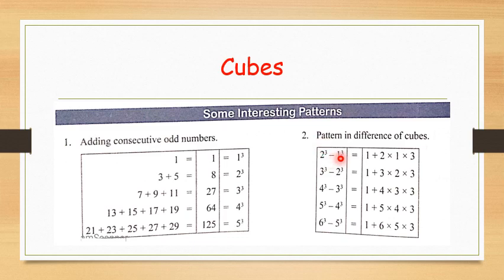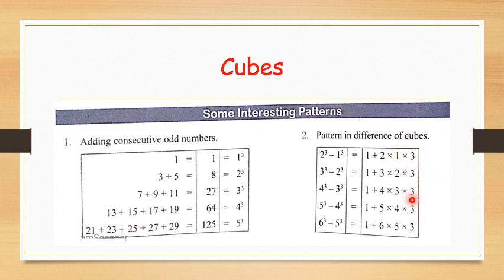Similarly, one more pattern is given to you. 2 cube minus 1 cube. If we have 2 consecutive natural numbers, then the difference of their cubes can also be given as 1 plus 2 into 1 into 3. That means multiply them, 2 into 3 is 6, into 1, and plus 1. 3 cube minus 2 cube, 1 plus 3 into 2 into 3. Okay.